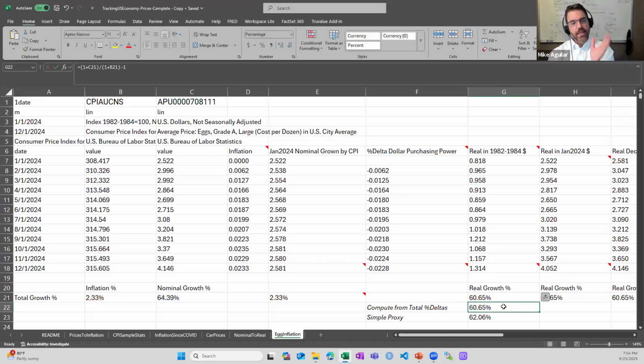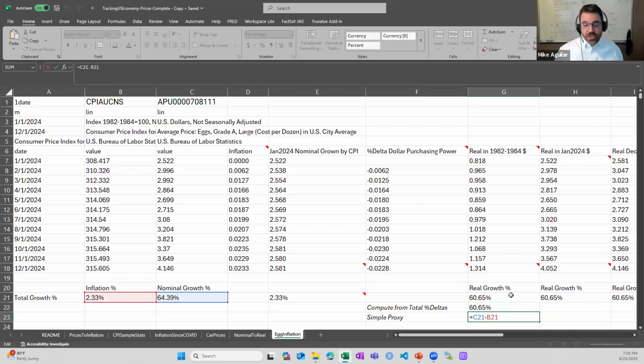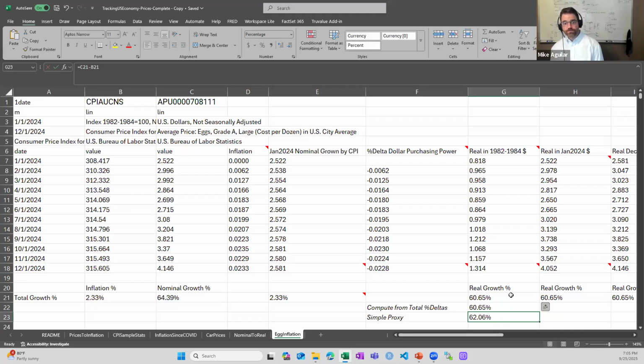So break that down. That means that egg prices went up by 64%. Inflation was up 2%. So the real growth was 60.65. And in fact, you could use our simple proxy, which is just a subtraction of those two, and it's pretty darn close. Inflation went up 2.3, nominal went up 64, real about 62. Now, these numbers here, using a base year in real formulas, work perfectly.